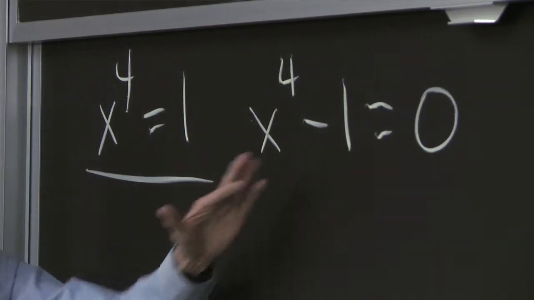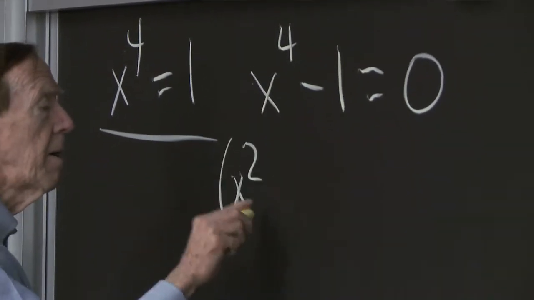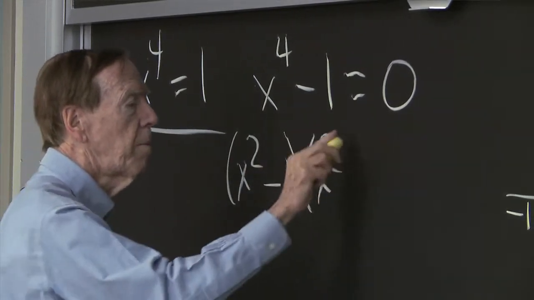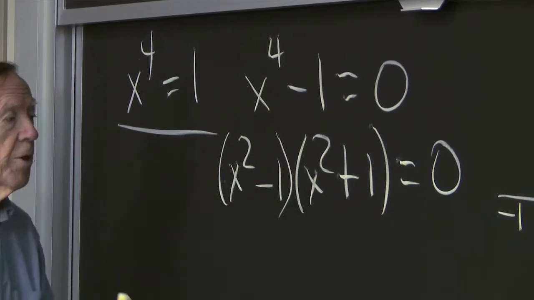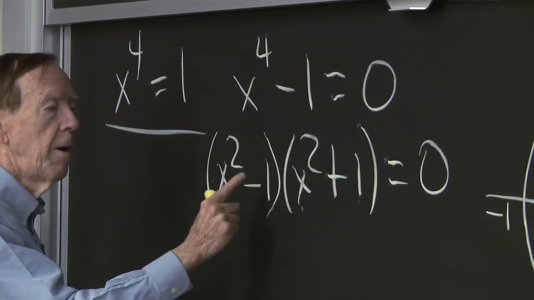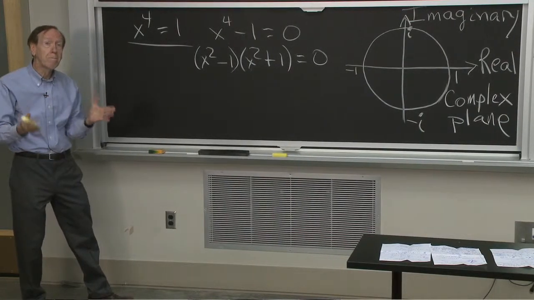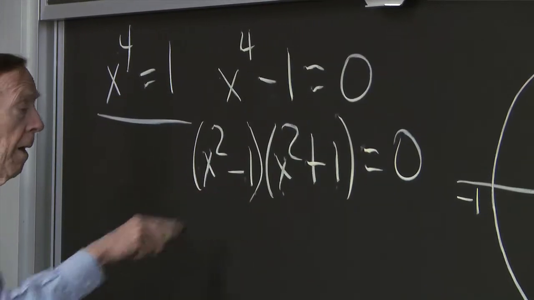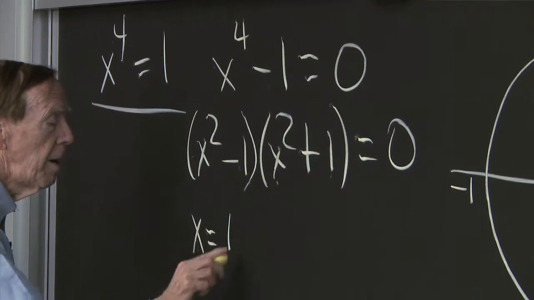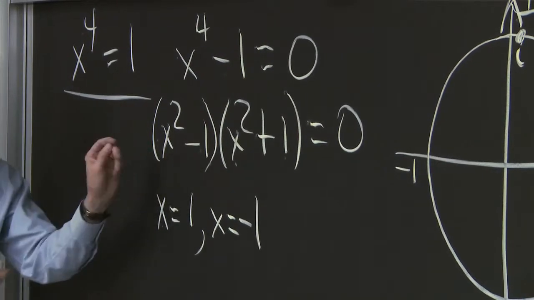OK, I could factor that without going imaginary right away into x squared minus 1 times x squared plus 1 equals 0. Okay, because that gives me x to the fourth minus x squared plus x squared minus 1. Now get down to the solutions. So if this is 0, I have a solution x equals 1 or x equals minus 1. That gives me 2 solutions because this is degree 2.